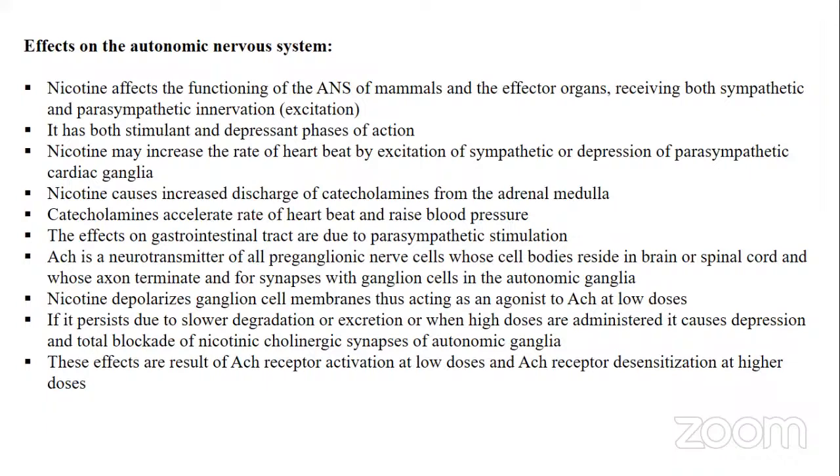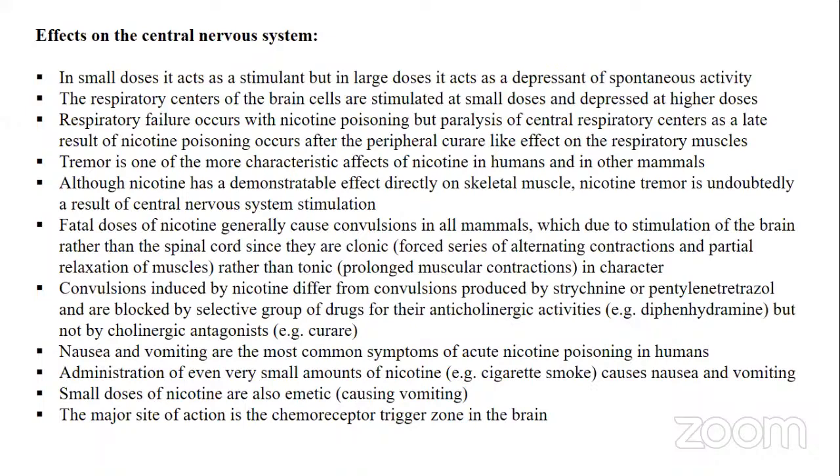Nicotine depolarizes ganglion cell membranes, thus acting as an agonist to acetylcholine at low doses. If it persists due to slower degradation or excretion, or when high doses are administered, it causes depression and total blockage of nicotinic cholinergic synapses of autonomic ganglia. These effects are a result of acetylcholine receptor activation at low doses and acetylcholine receptor desensitization at higher doses. This is all about the effects of the nicotine.